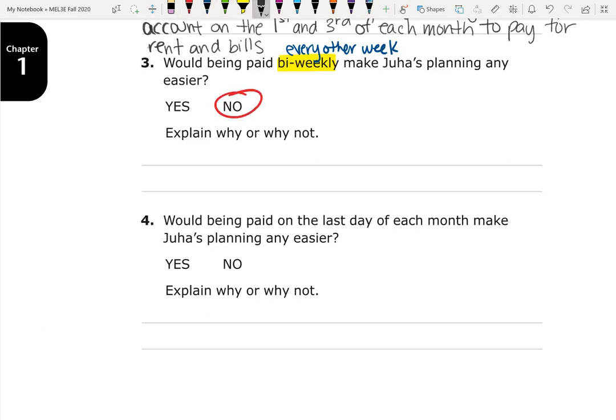It actually makes things a little bit more difficult because the frequency of him getting paid is lower. So instead of getting paid every week, he's now getting paid every 2 weeks. So the number of times that he's getting paid is cut in half. So he really needs to make sure that he has enough in his bank account to make it to the next pay date.